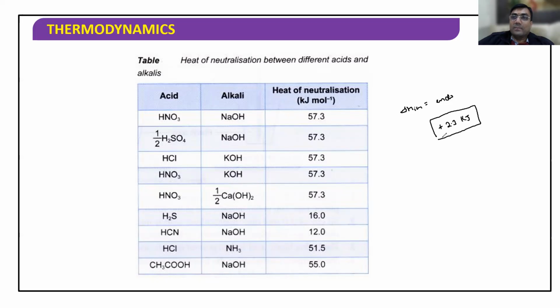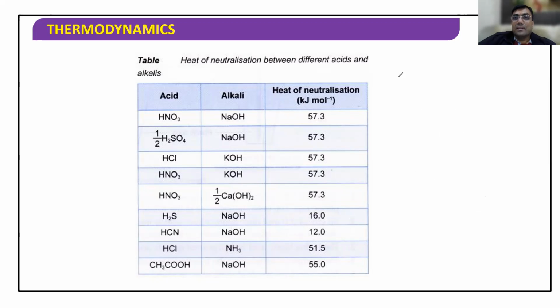Are you following or not? Yes, sir. Actually, 57.3 should come, minus should come. But plus 2.3, the heat of ionization, is utilized, so it becomes 55 minus. Are you clear or not? Yes, sir. Now you understood. Anything weak will be what? Less than 57.3 kilojoules. Are you following my words? Yes, sir.